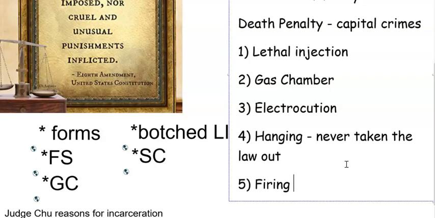And that one is actually considered one of the more humane ways. And we're going to look at a case where the firing squad was used.